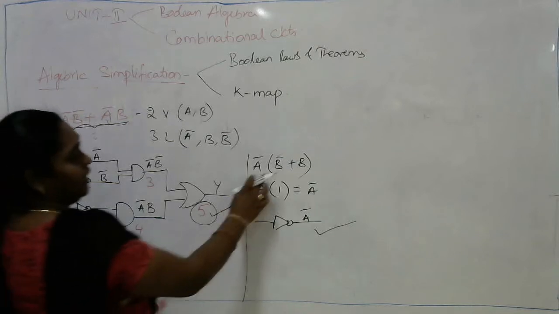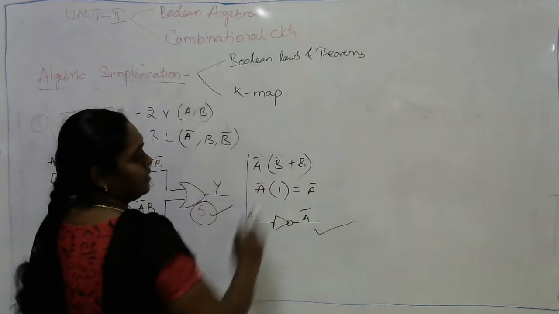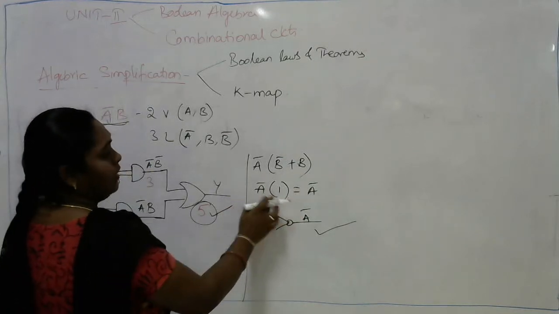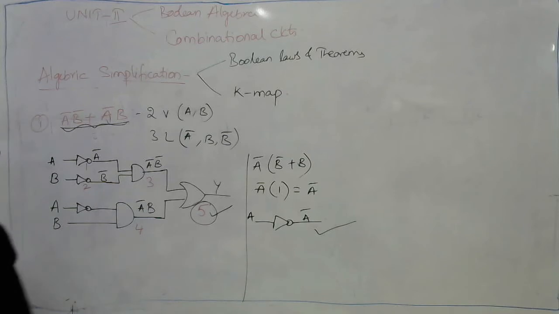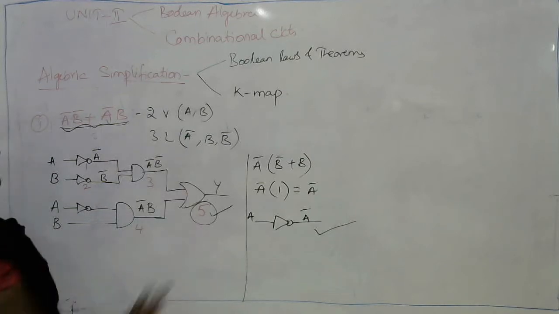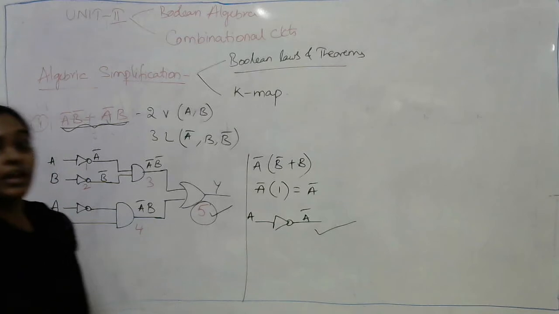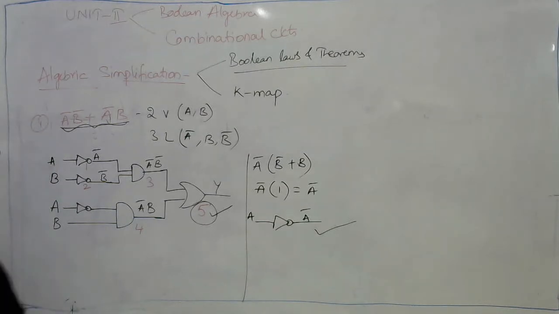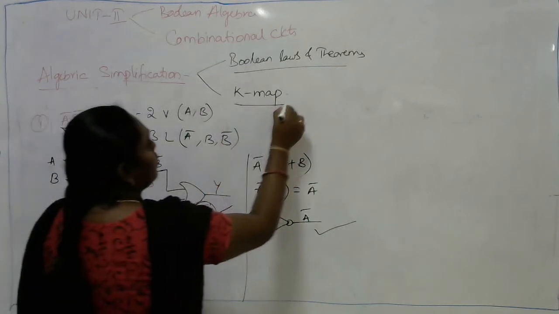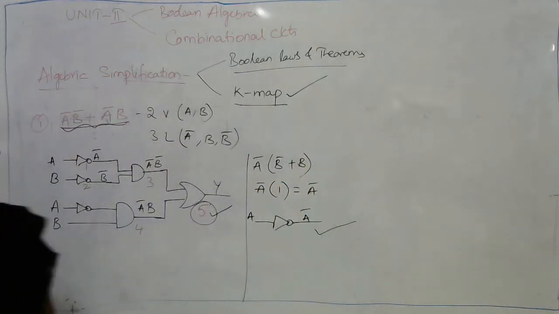Now, if I am unable to remember that B bar plus B is equivalent to 1 and 1 into A bar is equivalent to A bar, we cannot simplify without the laws and theorems. If we are unable to remember the laws and theorems, it is difficult to simplify the expression of the given Boolean function. So here I am going for the second concept called K-map. K-map is nothing but a Karnaugh map.